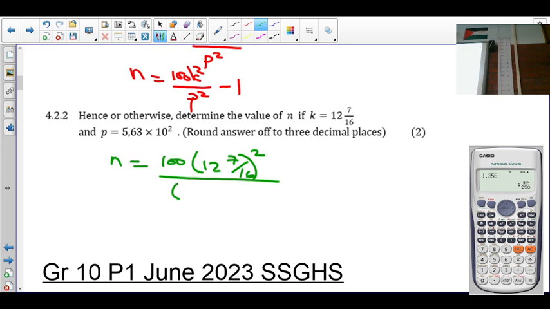Okay, so hence or otherwise determine the value of n if k is equal to 12 and 7 over 16, and if p is equal to 5,63 times 10 squared. Round up to 3 decimal places. Okay, so in our next lesson, we will start with this sum.